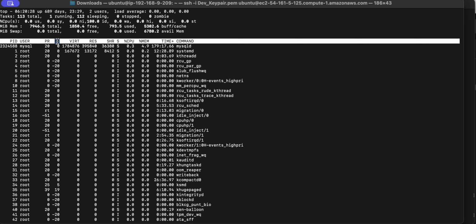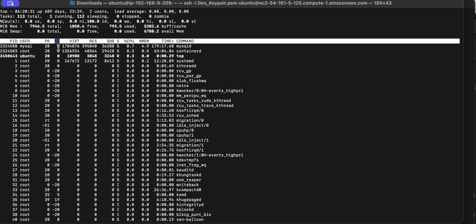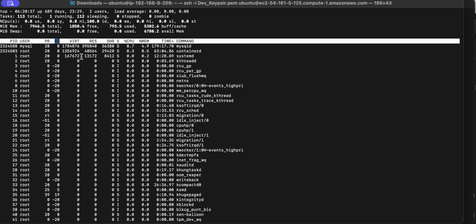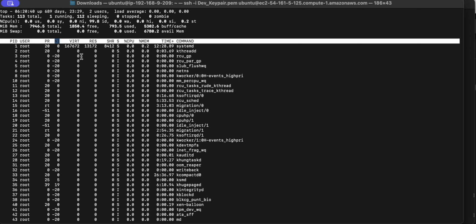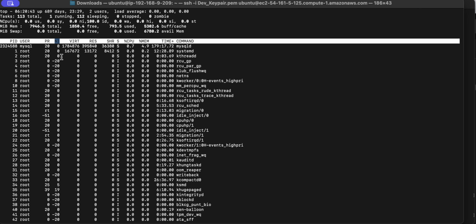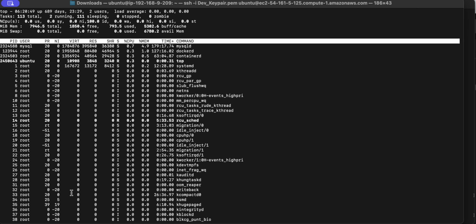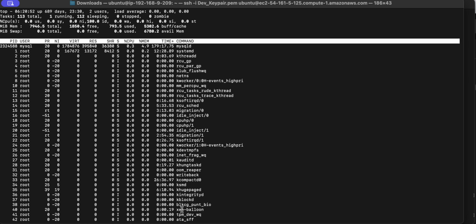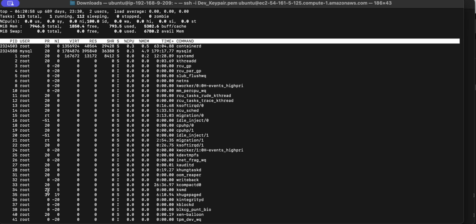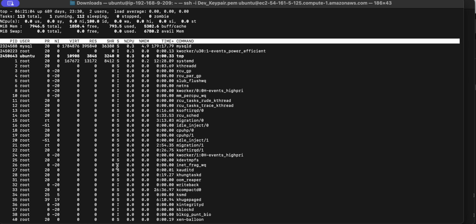Now we have this NI, this is the nice value. It is again coming to the priority part. Minus 20 is the highest priority, and 19 is the lowest priority. So if you see this, 39, 19, this khugepaged can get stopped easily. Why? Because its priority is 39, and its nice value is 19, so it doesn't make sense to use it at any cost.